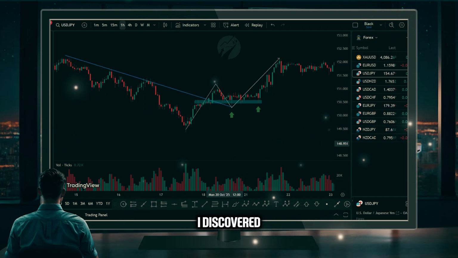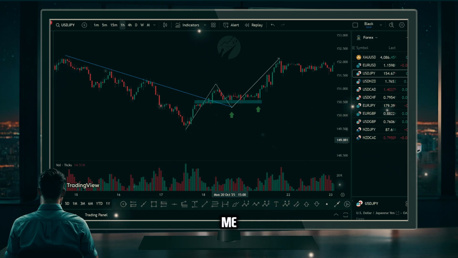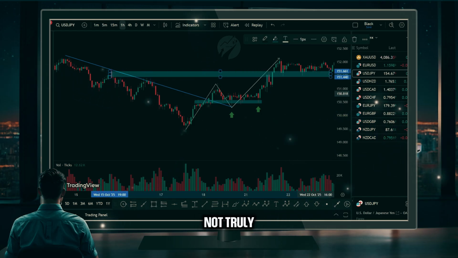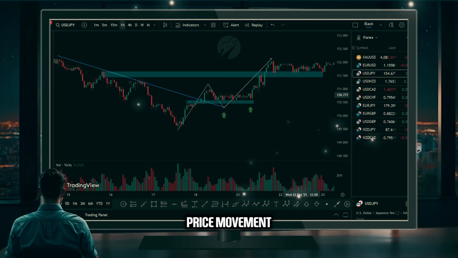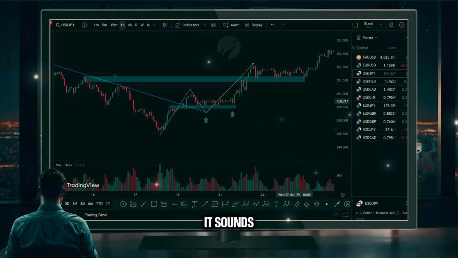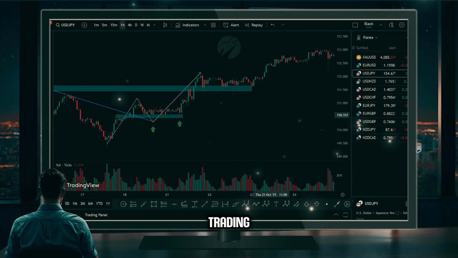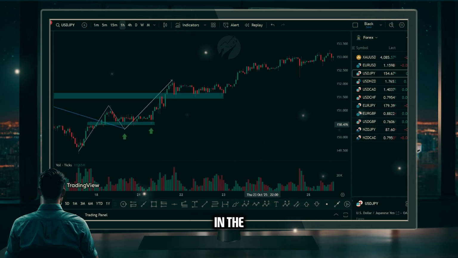And then one day I discovered something that nearly froze me. A harsh but simple truth. All my failures came from one single reason. I did not truly understand the structure of price movement itself. I know it sounds cliche, but when I realized I had ignored the most important foundation in trading, it felt like the whole world slapped me in the face.